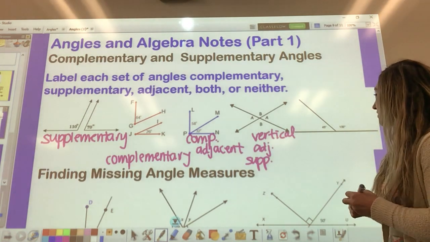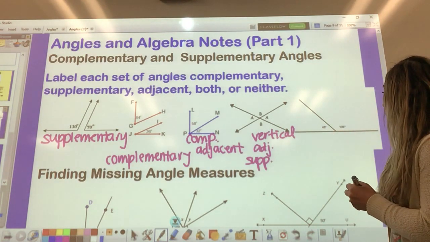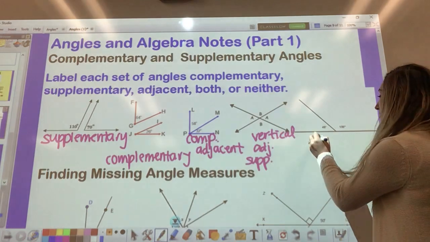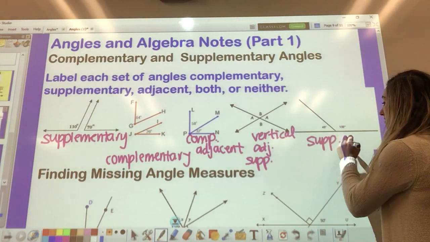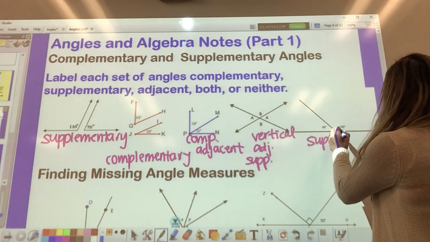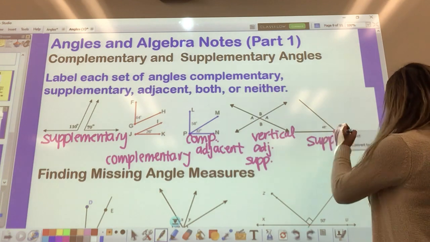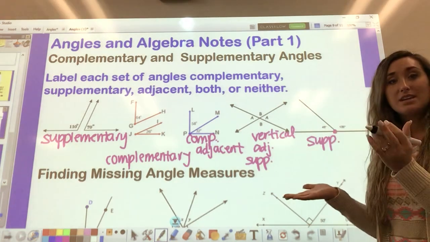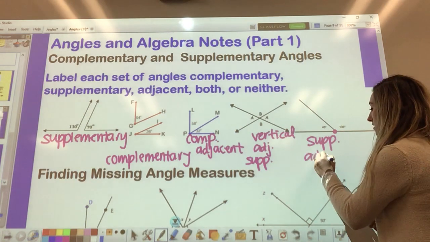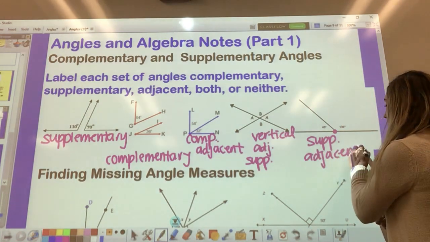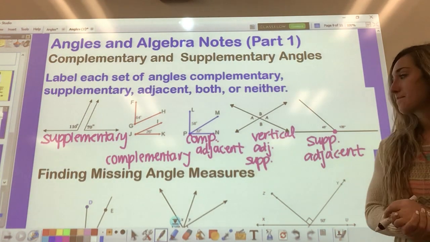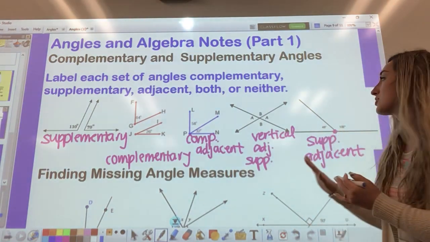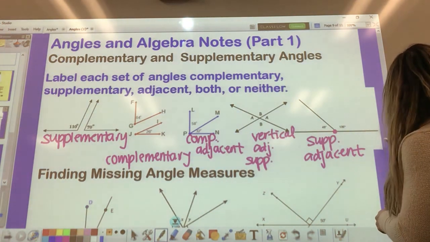And then lastly over here, 45 and 135 do add up to 180, making them supplementary. And they also share this vertex and this side. They're kind of connected, making them adjacent as well. All right, so just wanted to make sure we're clear on the vocab there.